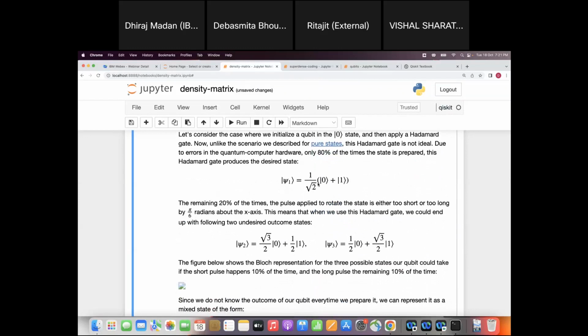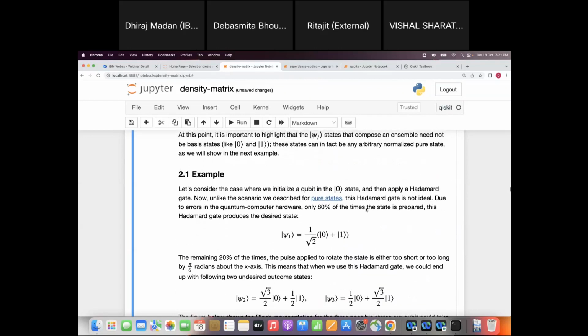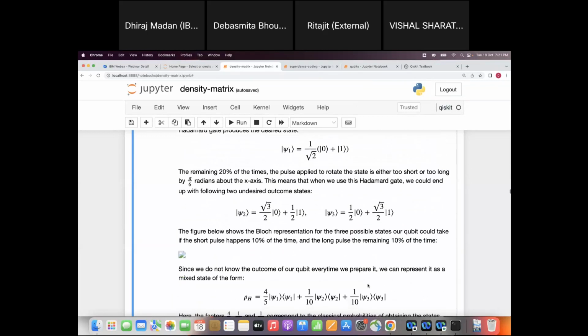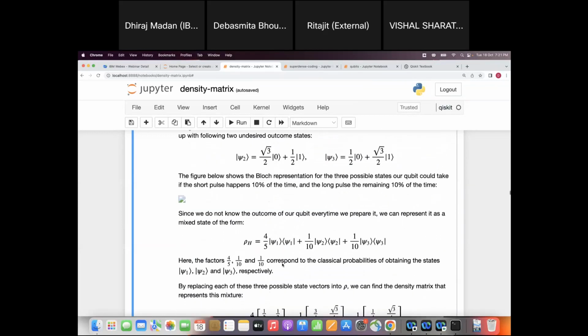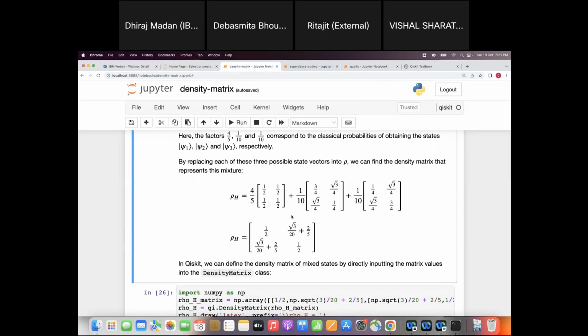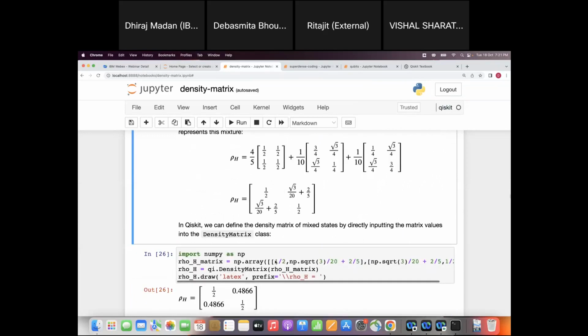We can construct an even more complex example. I can have a state which is ket plus with probability 80%. This is the ideal state which I wanted to prepare, but 20% of the time the state can go to either psi2 or psi3 with 10% each. So overall, if I want to construct this density matrix, it will consist of 4/5 ket psi1 bra psi1 plus 1/10 ket psi2 bra psi2 plus 1/10 ket psi3 bra psi3. So this is how my overall density matrix is going to look.